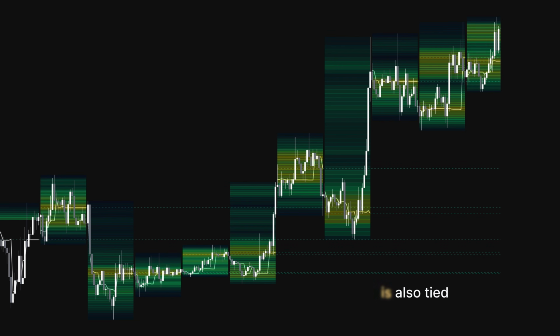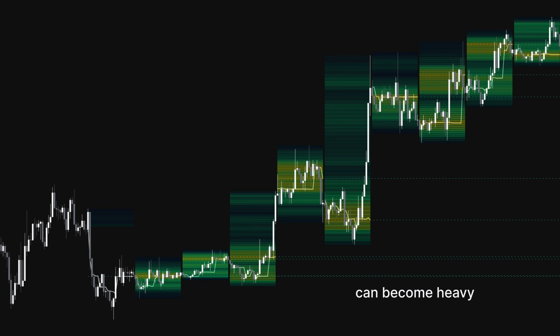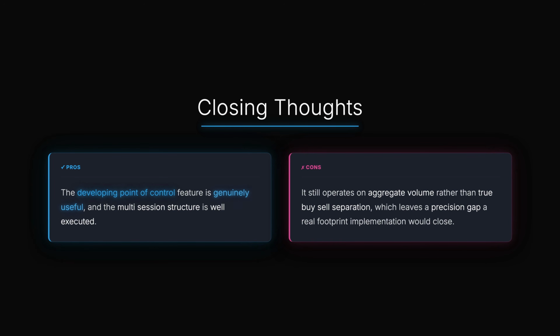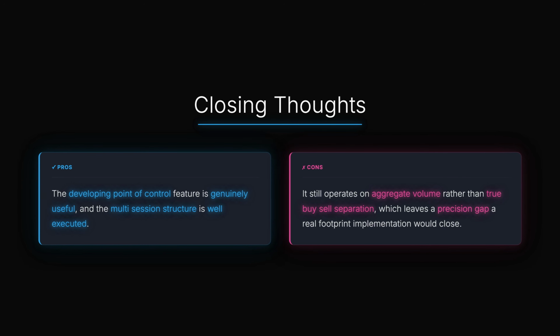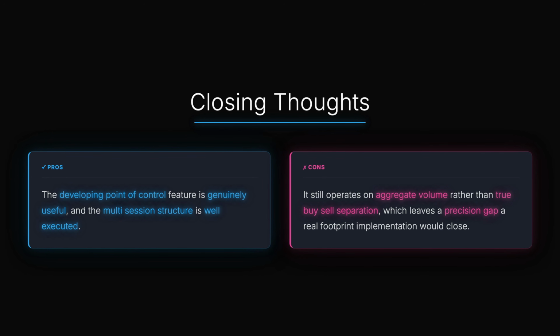The intrabar precision is also tied to the lower time frame selected, so on very long anchor periods, the data load can become heavy. The developing point of control feature is genuinely useful, and the multi-session structure is well executed. It still operates on aggregate volume, rather than true buy-sell separation, which leaves a precision gap a real footprint implementation would close.